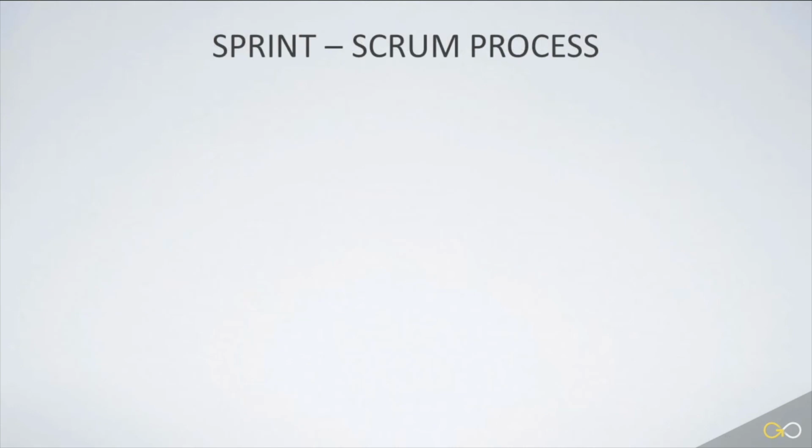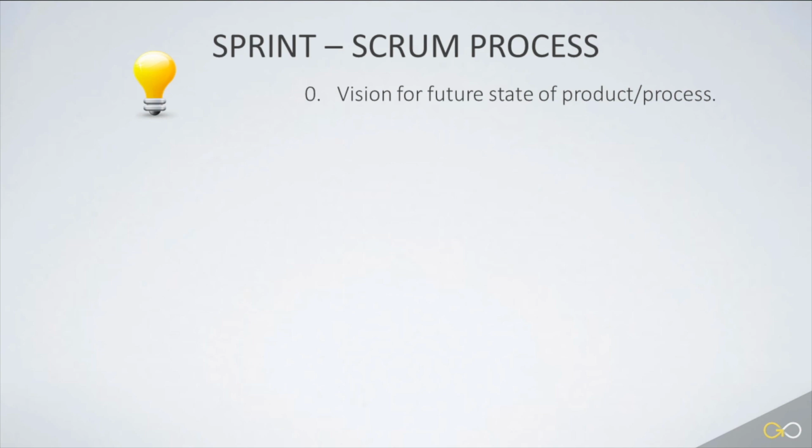Let's get into the steps of the process. The numbers for the steps I'm using are consistent with those used by the Scrum Alliance. However, I believe we need this first step, which I call Step 0. This is the vision of the future state of the product or process that the team will work with. It provides an alignment direction for their activities. It's not a detailed requirements document. It is more like a statement of business impact.